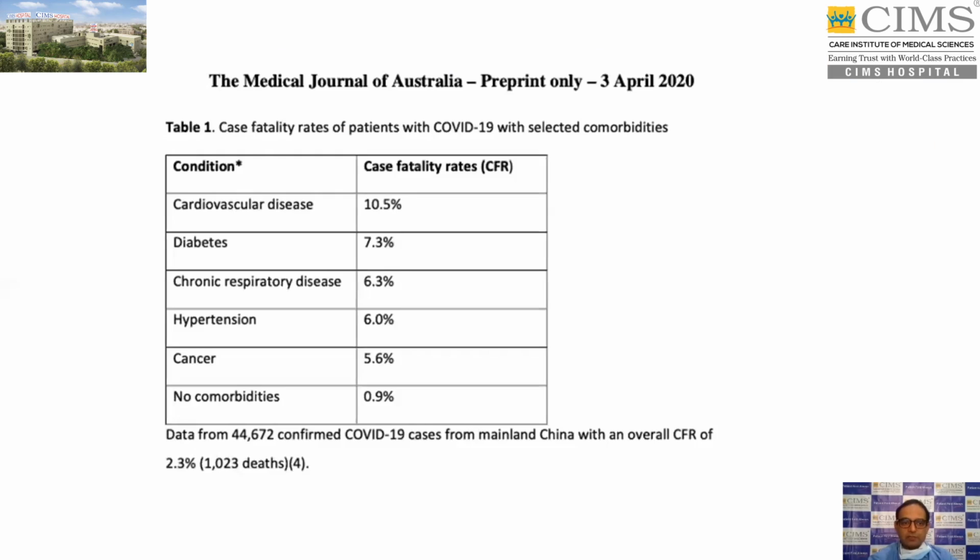Now, regarding the case fatality rate in patients with comorbidities, if it is a cardiovascular comorbidity, then the case fatality rate is almost 5 to 10 times more than in a patient who does not have any cardiovascular comorbidities.